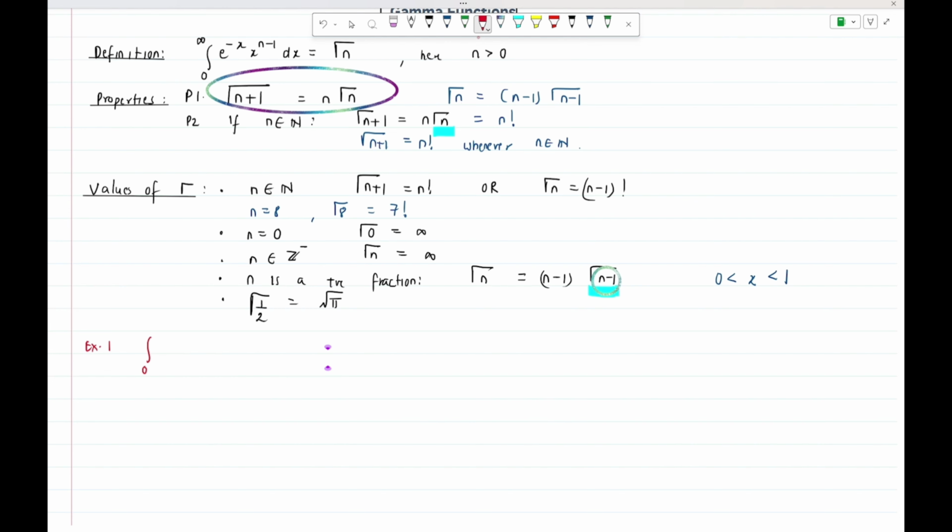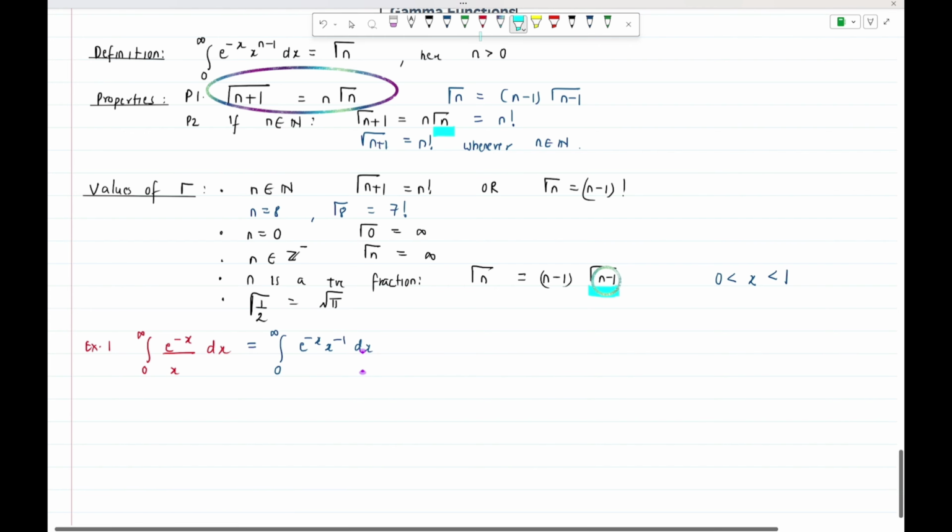So suppose I want to evaluate the integral from 0 to infinity of e raised to negative x over x dx. This is the integral from 0 to infinity of e raised to negative x and x raised to negative 1 dx. Our objective will be to have a negative power of e raised to negative x, and also an algebraic power of x. In this case, we have x raised to n minus 1, while here we have x raised to negative 1. So we wish to write this negative 1 as n minus 1. If you simplify this, we get the value of n to be 0.